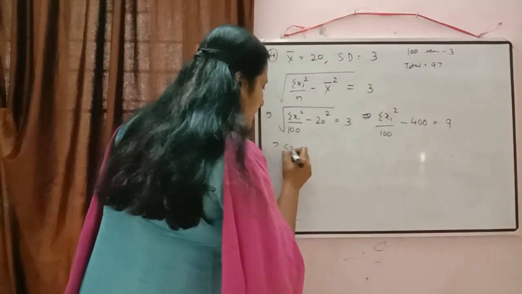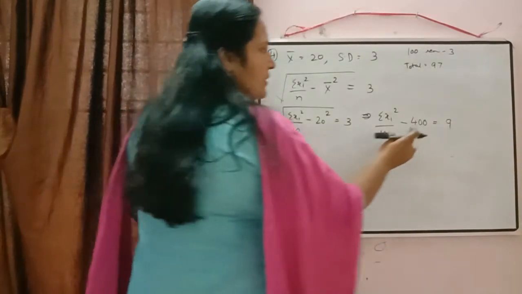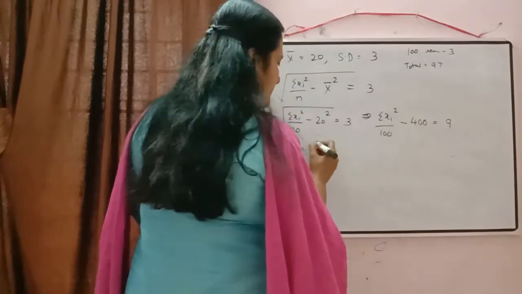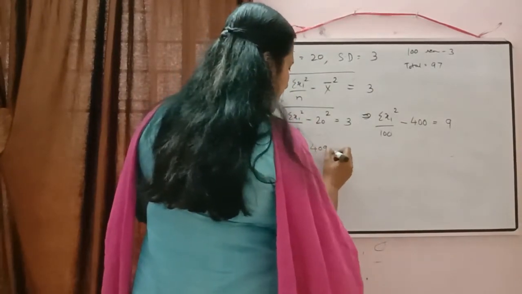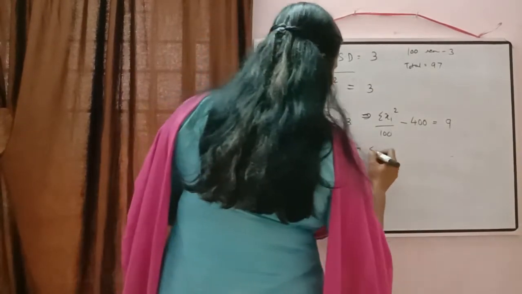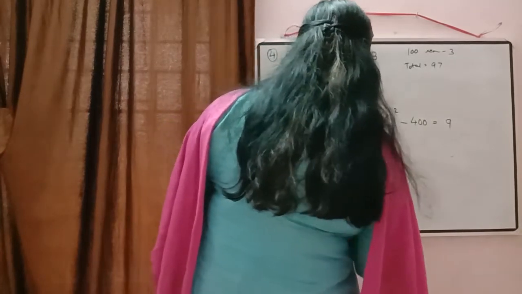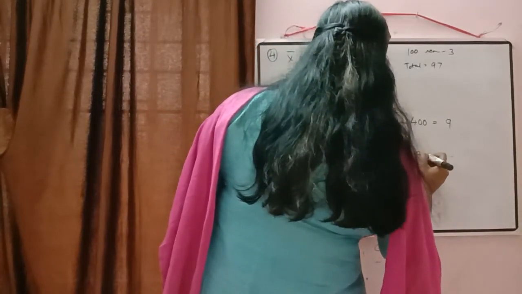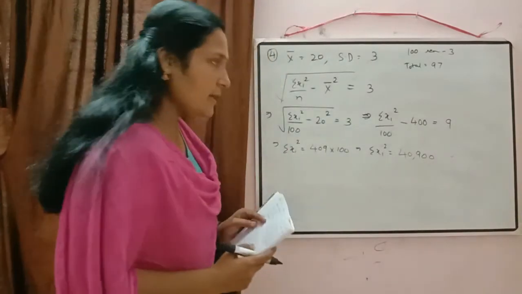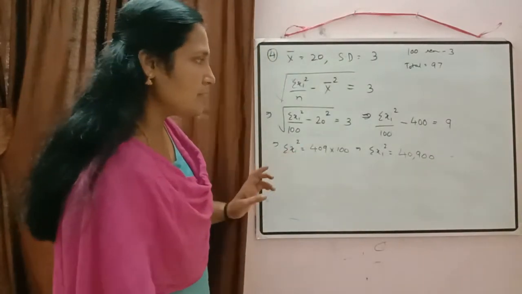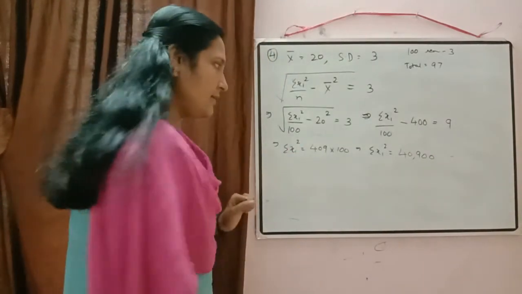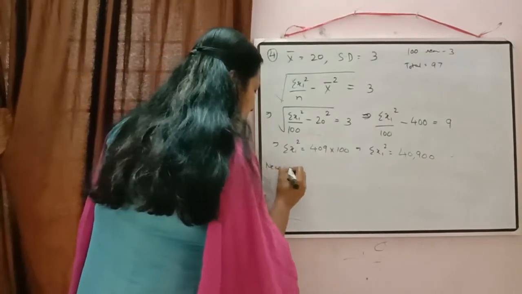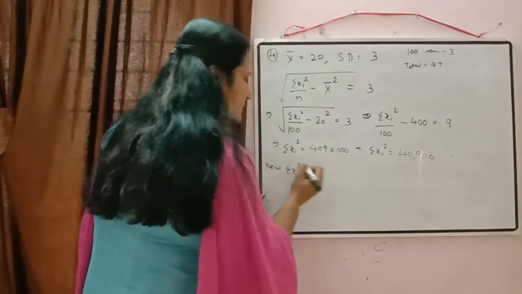So we get sigma xi square is equal to 400 plus 9, which is 409, into 100. So sigma xi square is equal to 40,900. Correct? Sigma xi square is equal to 40,900.